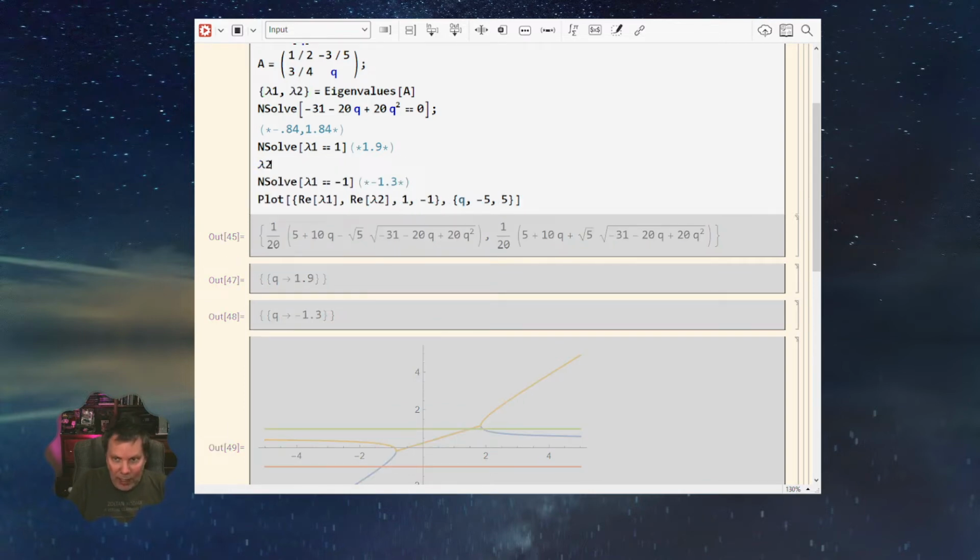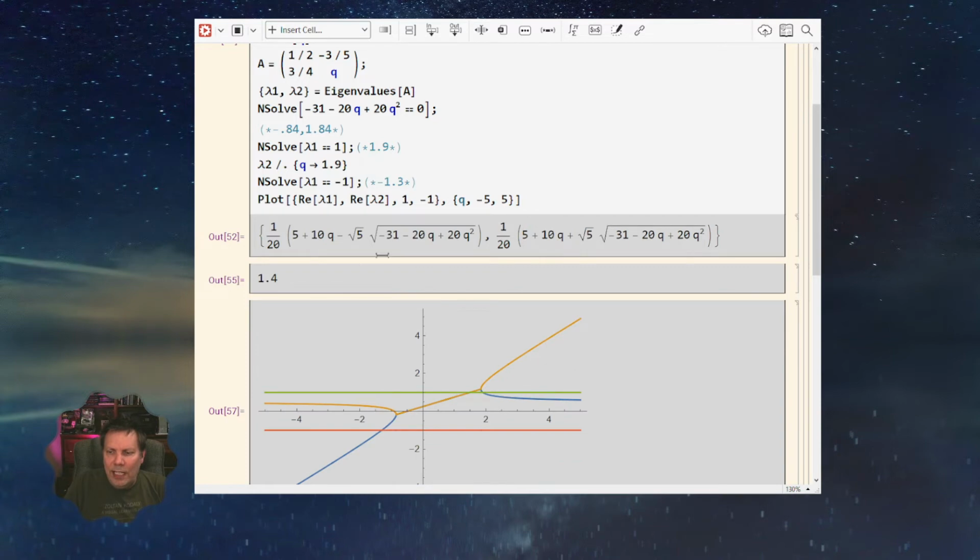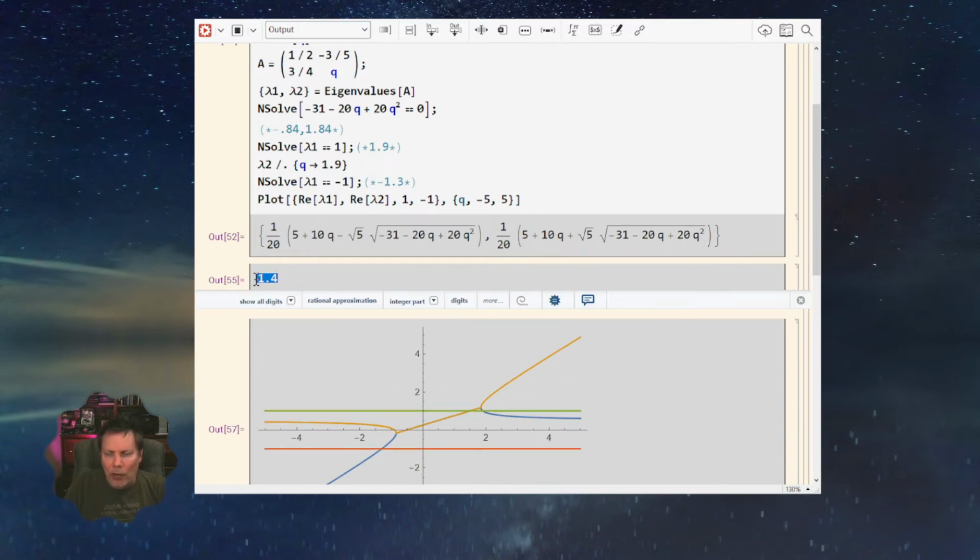I'm going to take eigenvalue 2 and I will do a forward slash period. Then the variable here is Q, and I want to put in this 1.9. So this should substitute in a 1.9 for Q. Let me hide some of this stuff because I already know outputs for a lot of this. And the thing is, I wind up getting a 1.4 out of this.